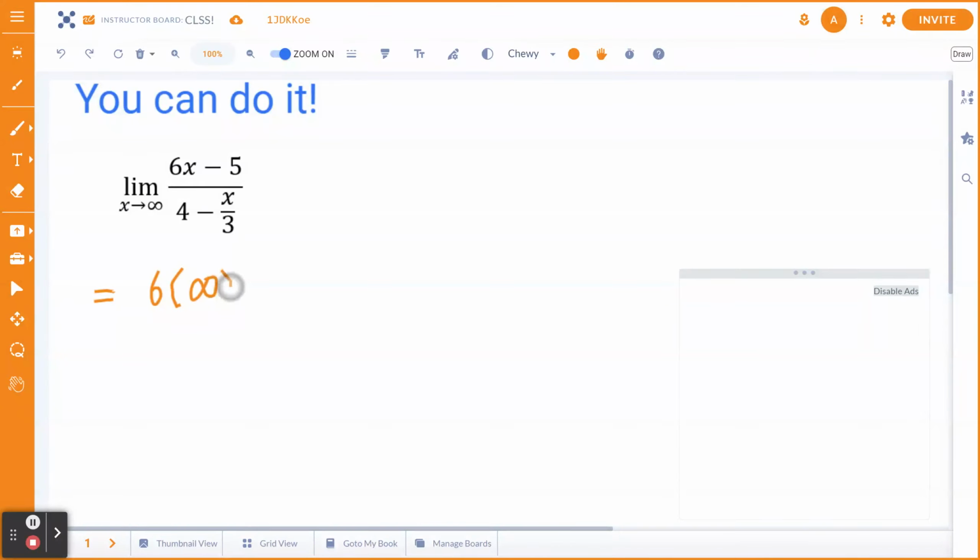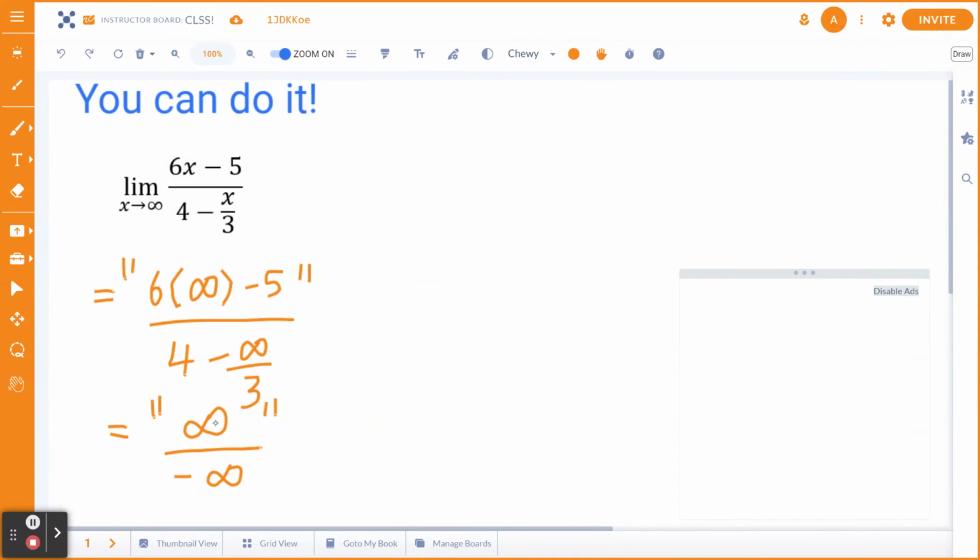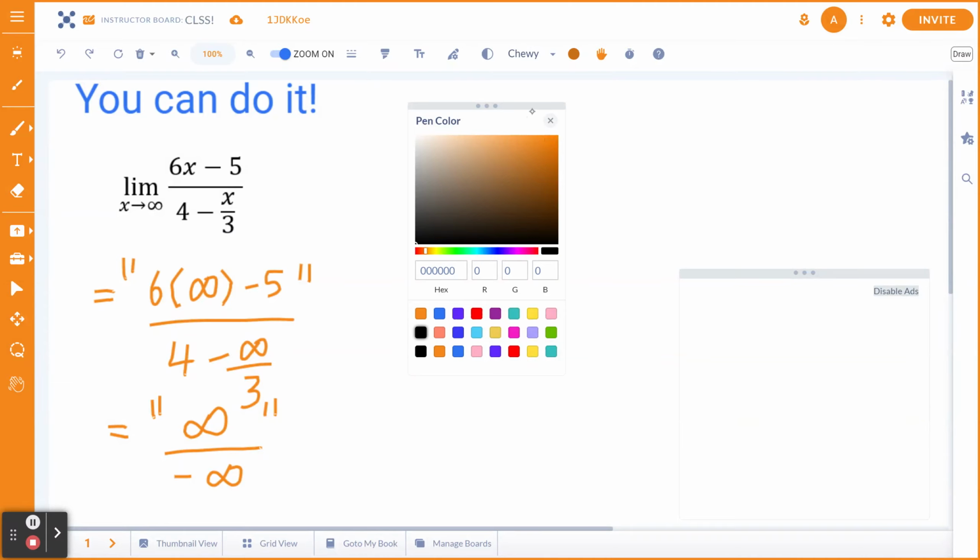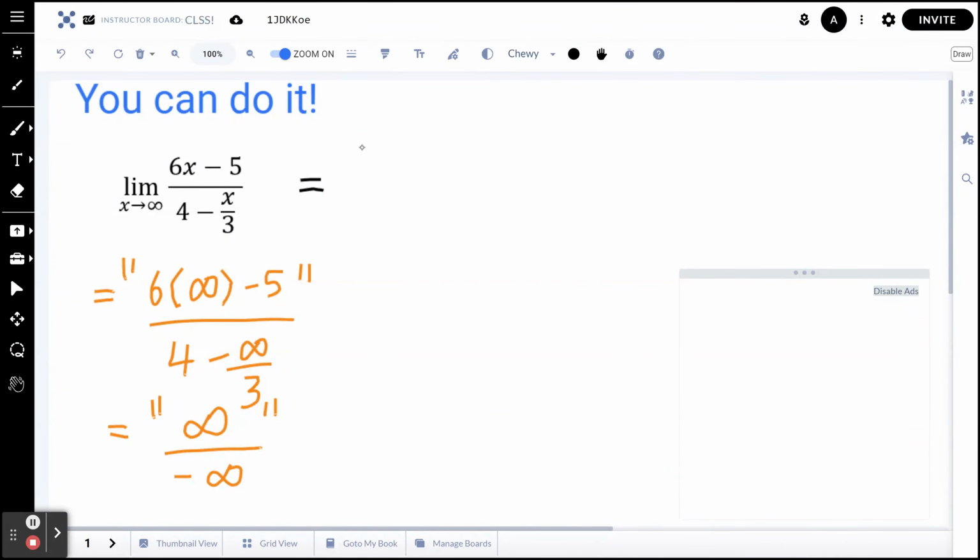If you plug in 6 times infinity minus 5 divided by 4 minus infinity divided by 3, and I'll put this in quotation marks, you would discover very quickly that 6 times infinity is infinity. Infinity minus 5 is still infinity. In the denominator, infinity divided by 3 is still infinity, and 4 minus infinity is still negative infinity. So this is one of the 7 types of indeterminates, which means you have to move on to step number 2.